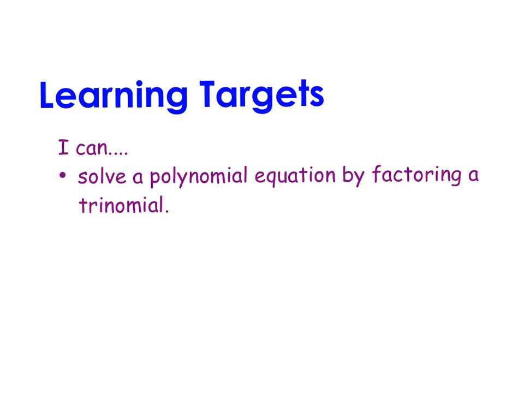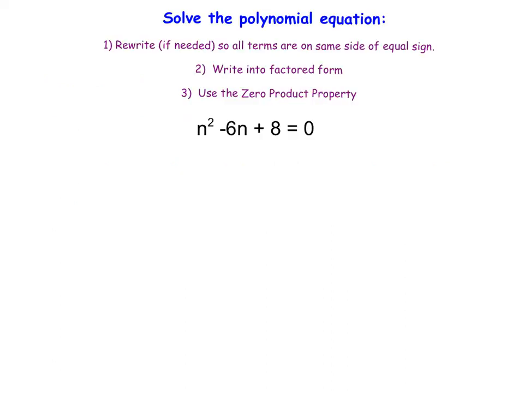In this video, we're going to solve a polynomial equation by factoring a trinomial. So we're going to do something very similar to what we did when we used the greatest common factor to solve polynomial equations. We're going to use the zero product property. Notice that because we have an equal to 0, we're close to being able to use the zero product property, but we need to have this product part as well. And that is where factored form comes in.